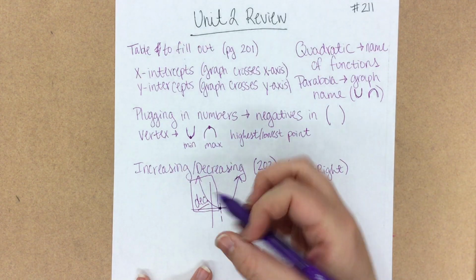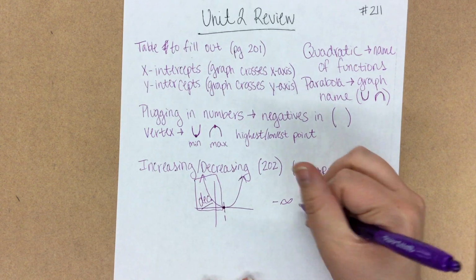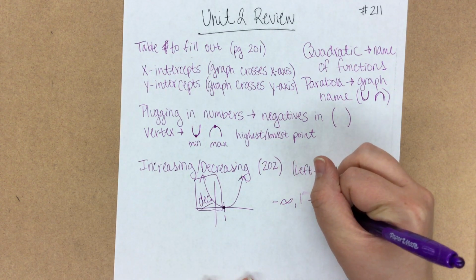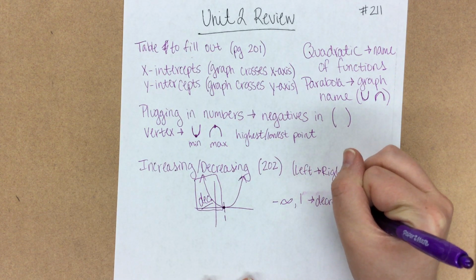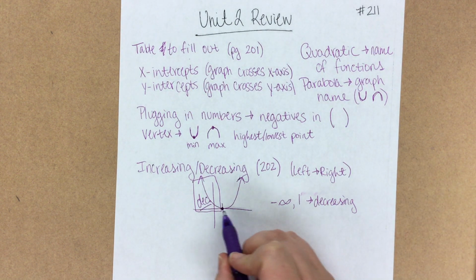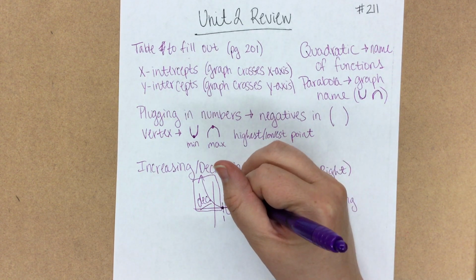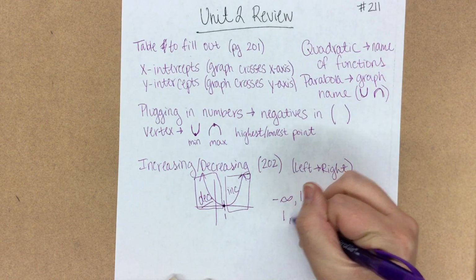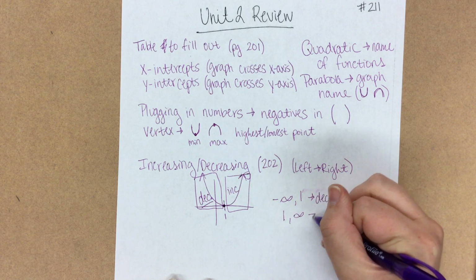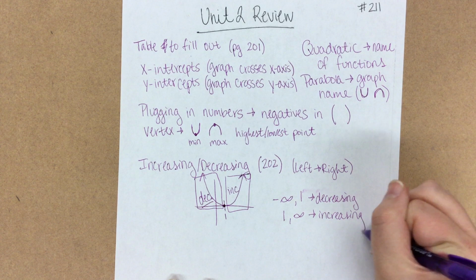Okay. So from negative infinity all the way to 1, it is decreasing. But then right at 1, right at that vertex is where it turns around and starts going back up. So that is where it is increasing, from 1 to positive infinity.